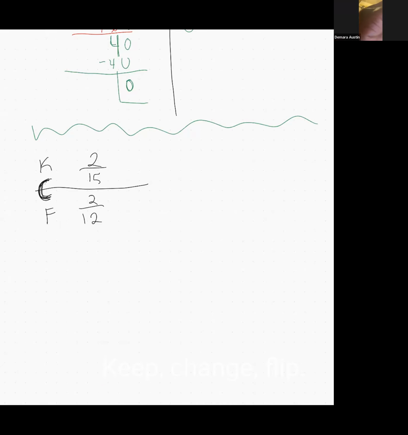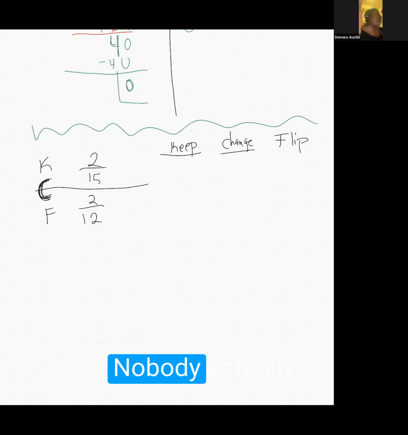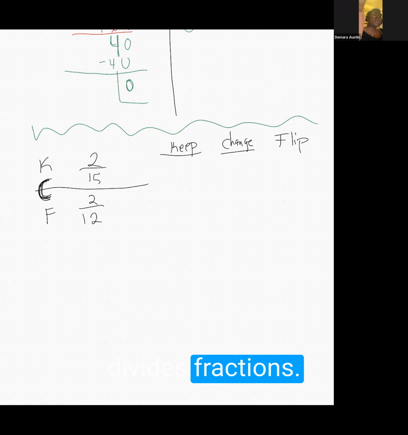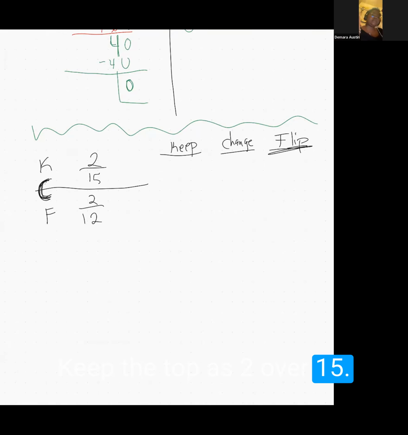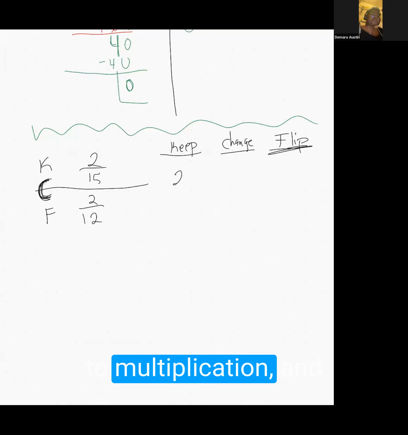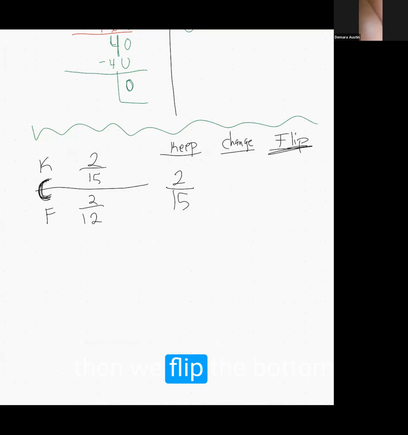Keep, change, flip. Mathematicians, we do not actually divide fractions. Nobody actually divides fractions. We turn them into multiplication. So we keep the top the same, keep the top as 2 over 15. We change the division to multiplication. And then we flip the bottom fraction. 2 over 12 becomes 12 over 2.